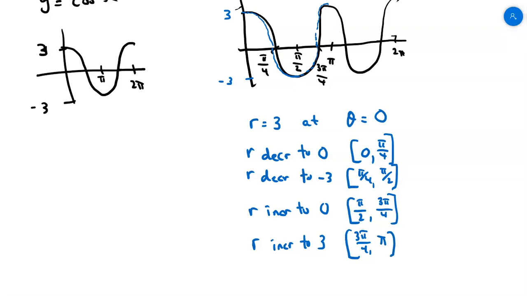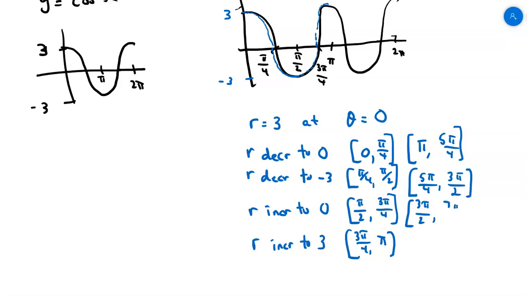And then it's just going to repeat the same thing all over again. So why write another set of directions? Just write them here, right? Now from pi to 5 pi over 4 is going to decrease. Then from 5 pi over 4 to 3 pi over 2, right? All I'm doing is taking all the coordinates that I had and adding pi. So now 3 pi over 2 to 7 pi over 4 and 7 pi over 4 to 2 pi.